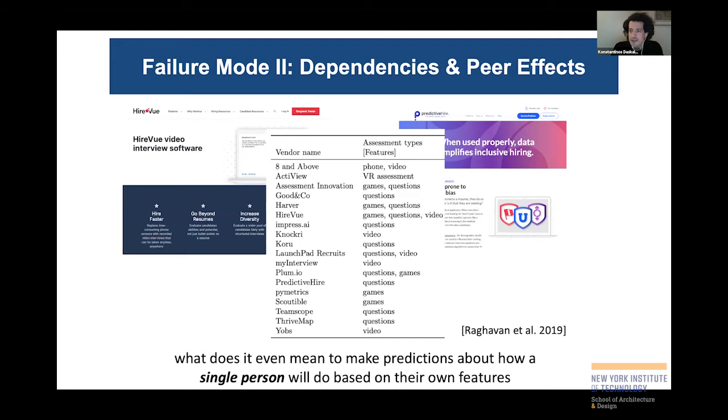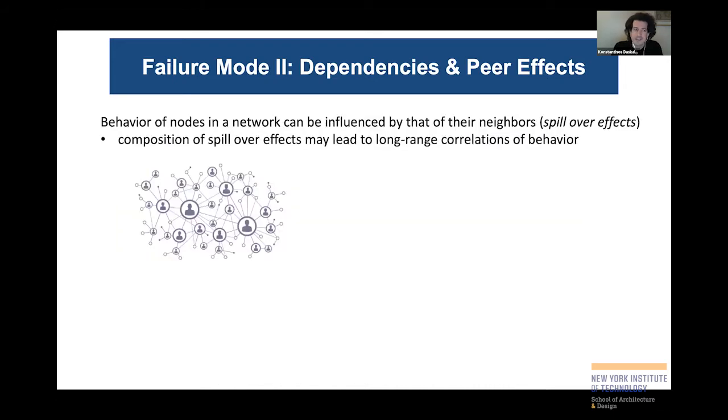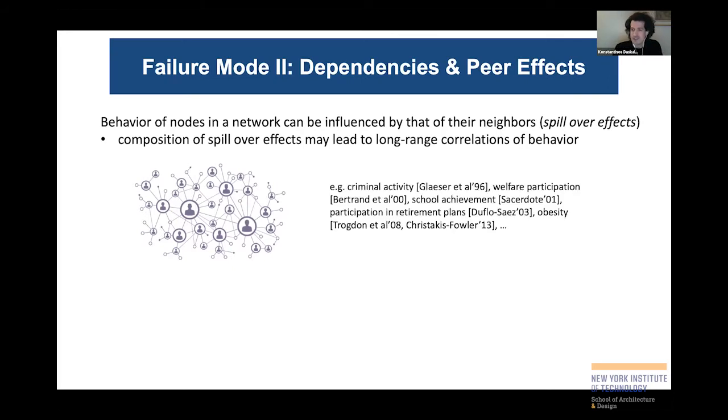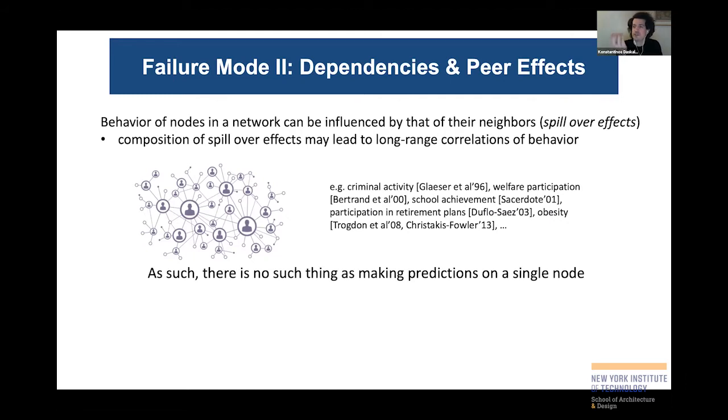And here's why. The reason this question doesn't make sense is that the behavior of people is influenced by that of their neighbors. These are the so-called peer effects or spillover effects. The problem with spillover effects is that they may even propagate inside a network and create long-range correlations of behavior, which have been observed in many applications like criminal activity, welfare participation, school achievement, and so on and so forth. So as such, there is no such thing as making predictions about a single node in these networks.